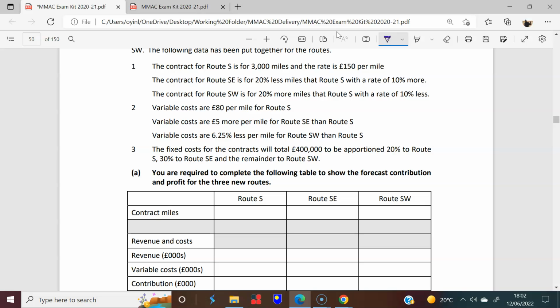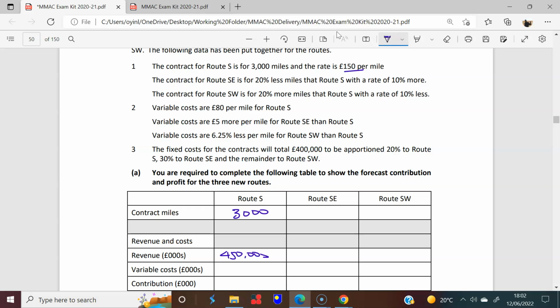The route for Route S is 3,000 miles, so you just write 3,000. That's it, not a problem. And at a rate of £150 per mile. So the revenue, of course, will be 3,000 times 150. It's telling you very clearly. And so for here, your revenue will be 450,000, right? That's the first thing.